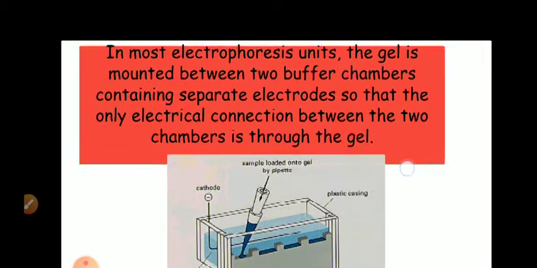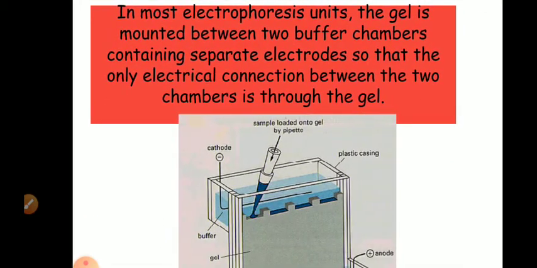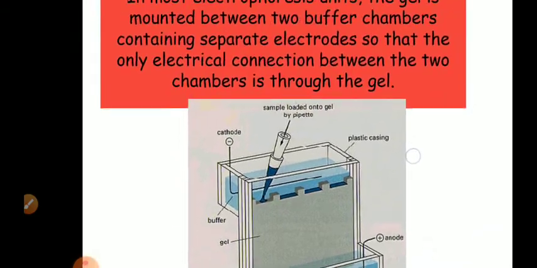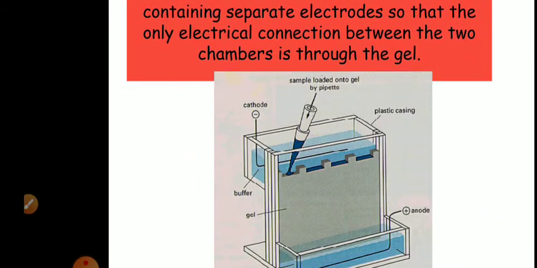In most of the electrophoresis units, the gel is mounted between two buffer chambers. As I said, upper chamber and lower chamber. Upper chamber is cathode, lower chamber is anode. Okay, and between the upper and lower chamber, what is connecting the buffer in the upper and lower chamber? The gel. Okay, so the gel separates the two electrodes. So the only electrical connection between the two chambers is through the gel.